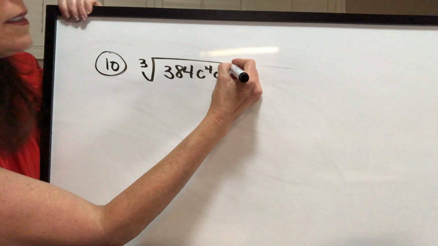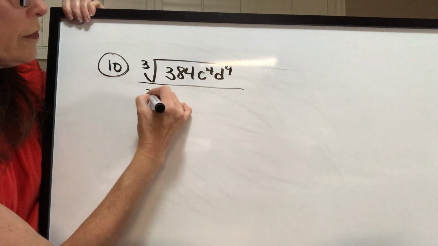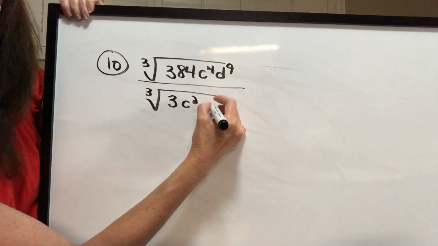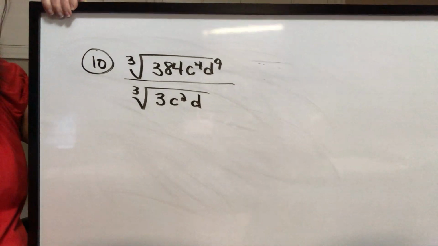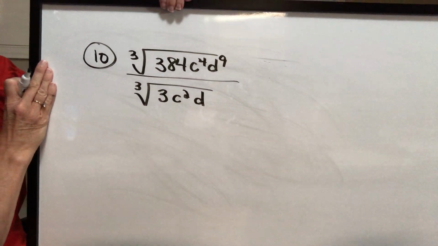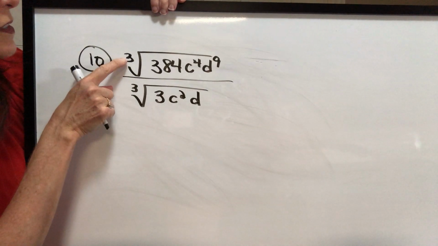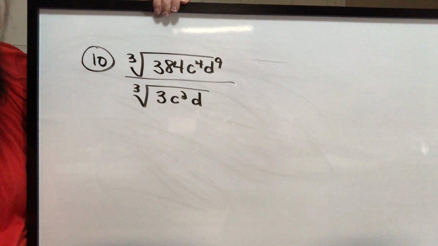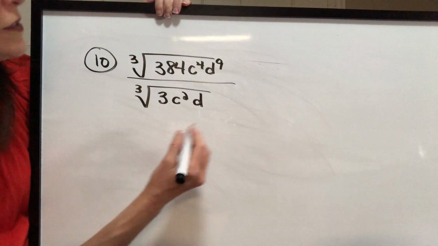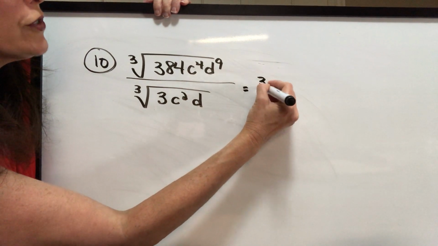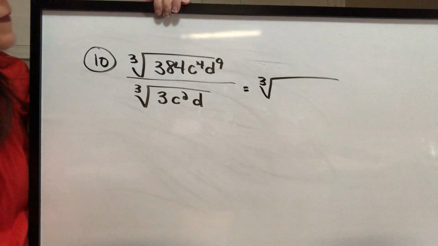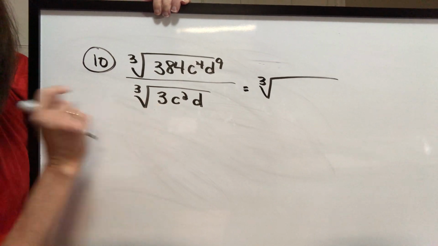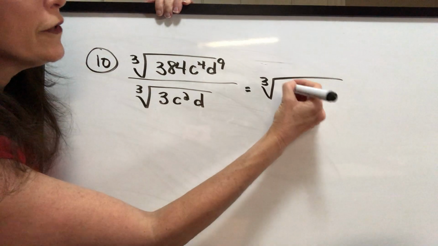D to the 9th over cube root 3c squared d. Okay, so this is the last one. This is division. So in the previous video, I mentioned that as long as these are both the same, these are both cube roots, you are allowed to divide the numbers inside. So let's do that. These are both cube roots, so I can change it to just one cube root. You would divide the number 384 by 3, and you would find that to be 128.